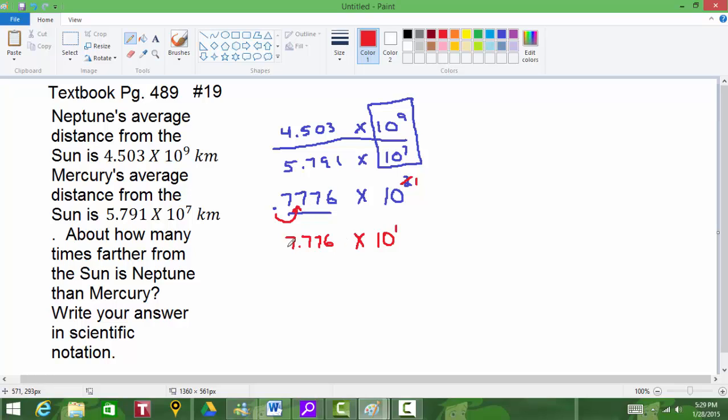Okay, and because we did a rounding, I'm going to use my approximate symbol right there. And also because this is a word problem, it's about kilometers. Oh, let's just put times, because it's asking how many times further. Okay, so I'm going to mark it, and that one right there should be your answer.